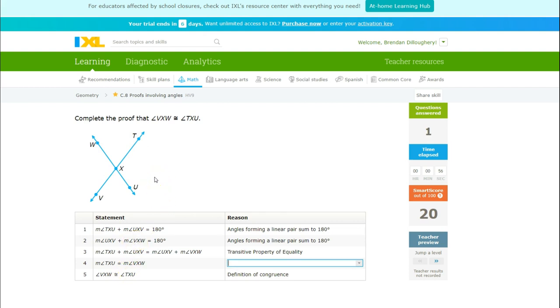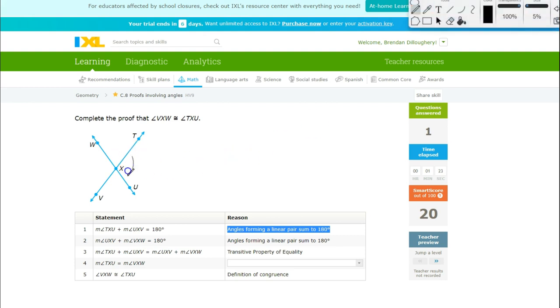See, complete the proof that these two angles are congruent. And it's telling us congruent angles. So they go straight to angles add up to 180 because angles forming a linear pair sum to 180. So that's a little different than how the book uses it or how I use it. But notice that they're first saying that TXU, so this angle right here, and I can even turn on my drawing on Chrome. So they're saying this angle right here adds with this angle to make 180.